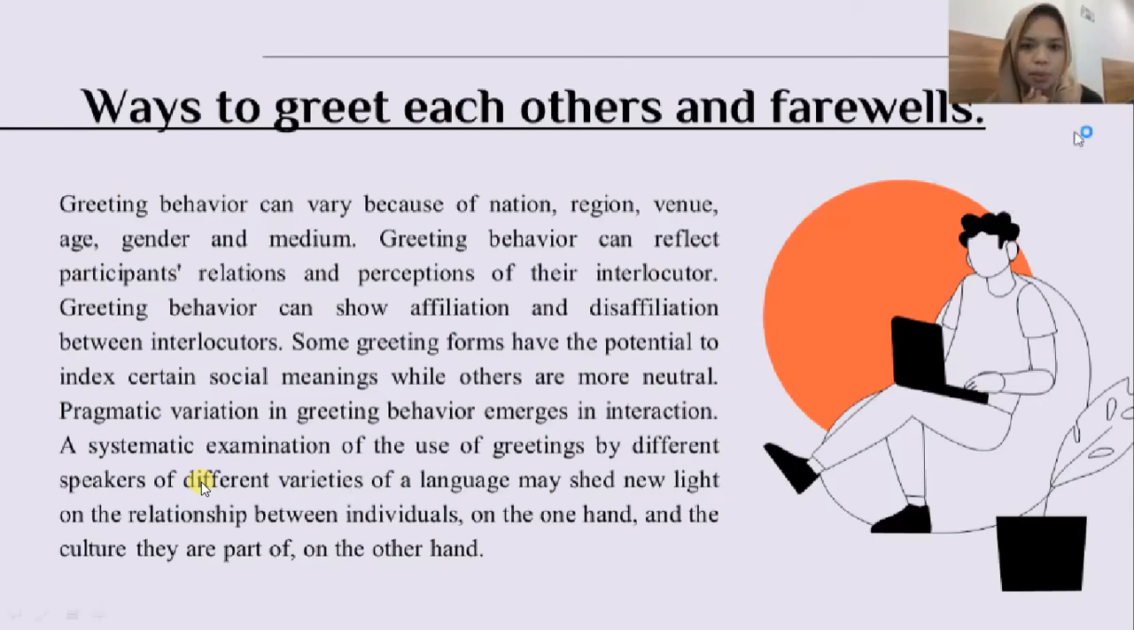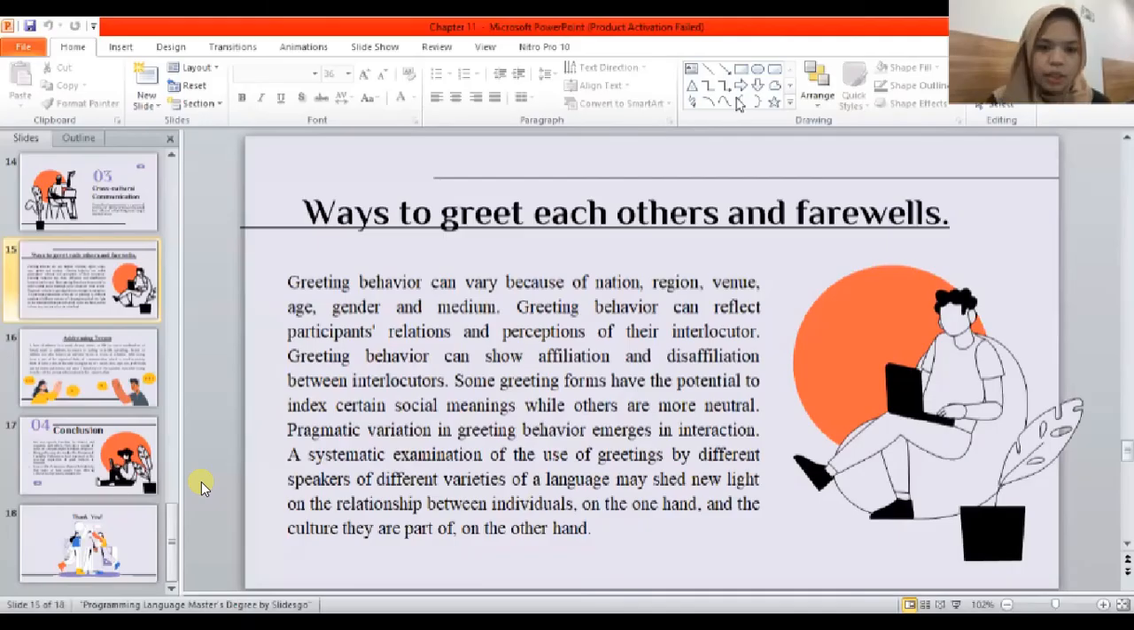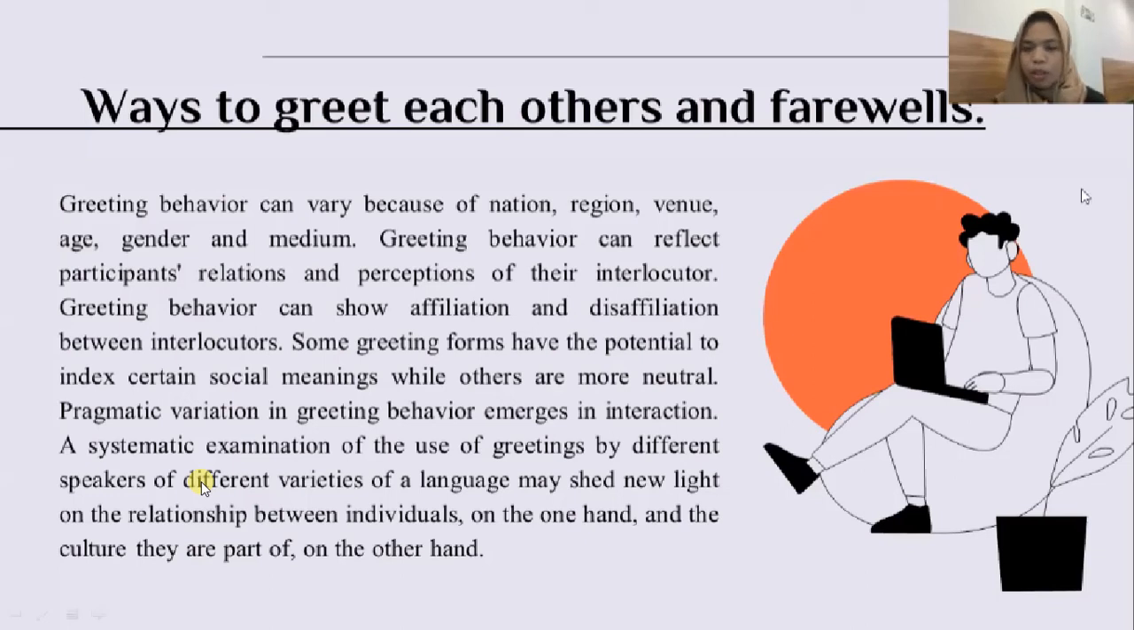Ways to greet each other and farewell. Greeting behavior can vary because of nature, region, venue, age, gender, and medium. Greeting behavior can reflect participant relations and perception of intercultural communication, and the culture they are part of. For example, Westerners often greet each other with a cheerful hello or something like how are you. If they are talking with a stranger, they tend to talk about the weather as a way of greeting. But Chinese people like to ask, "What have you eaten? Where are you going? What brings you here? Or what are you doing here?" All this would be considered interference with privacy by Westerners.